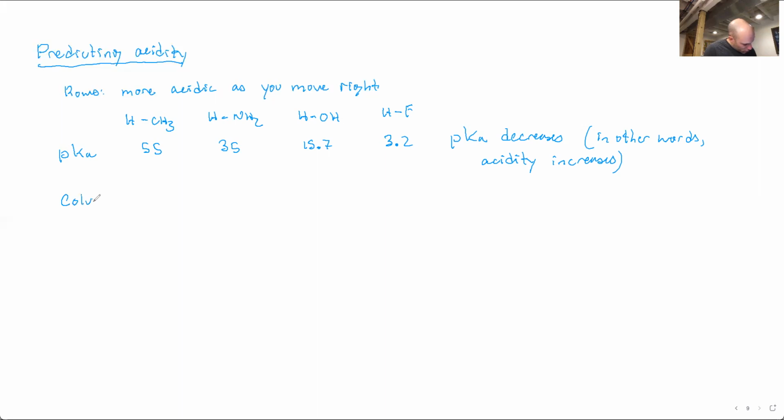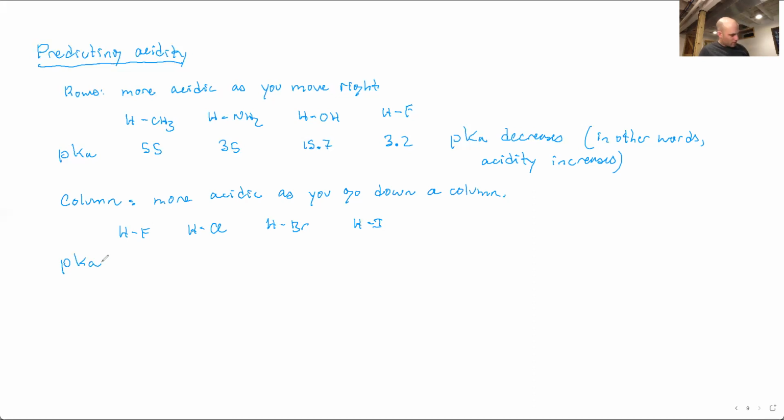We can also draw some generalizations about going down columns. And so generally, as you proceed down a column, things tend to become more acidic. So if we consider hydrogen halides, if we have HF, HCl, HBr, and HI, we see that the pKa's become increasingly negative. So HF is about 3.2. It's actually not a very strong acid, although it is quite toxic.